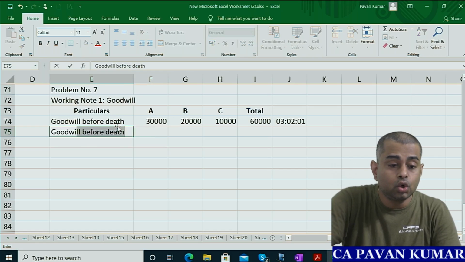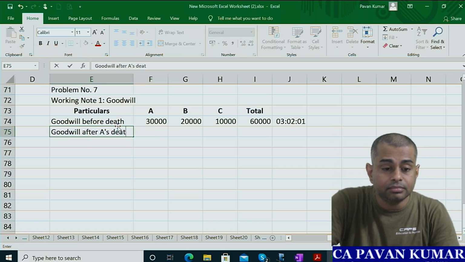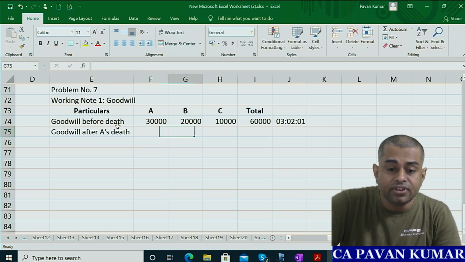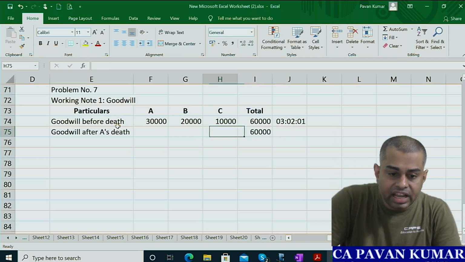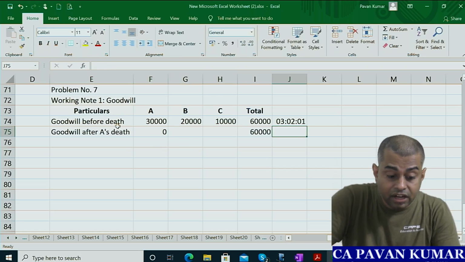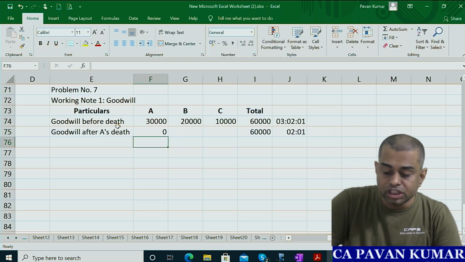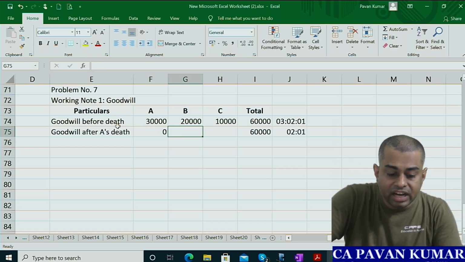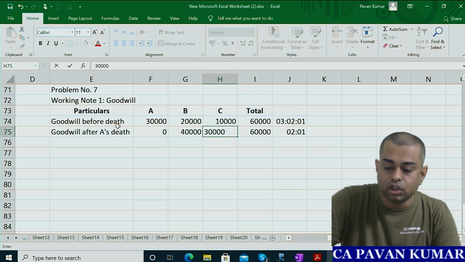Okay, so goodwill after A's death. Goodwill after A's death, total 60,000 between B and C. So A will be 0, so it will be in 2:1 between B and C. So B will get 40,000, C will get 20,000.